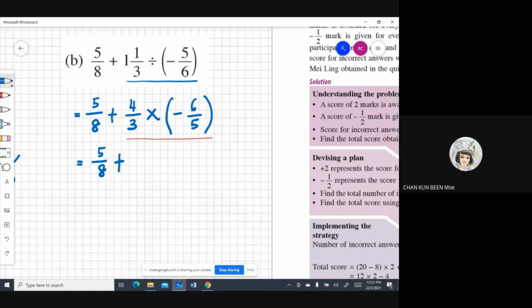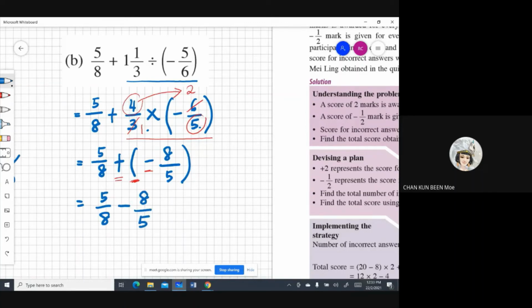Now, to multiply it, we can simplify. You can see the denominator 3 with the 6. 3 times 1, 3. 3 times 2, 6. But then we cannot change the 4 and 5. So we proceed to the answer. 4 times negative 2 is negative 8. This part. 1 times 5, 5. Okay. Then you can see the sign here. Positive times negative. If we have bracket means times, so I'm going to continue 5 over 8. Positive times negative, negative 8 over 5.